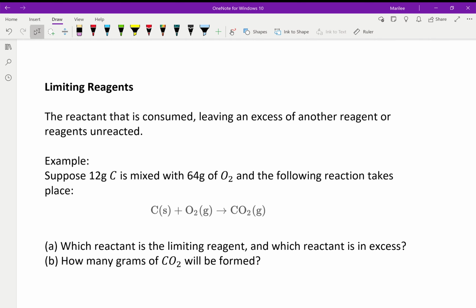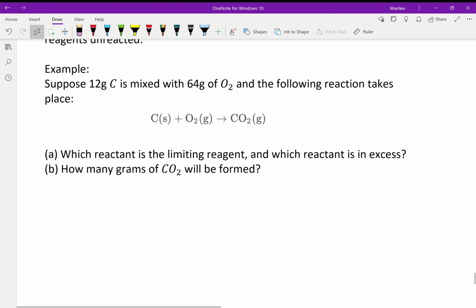An example here: suppose 12 grams of carbon is mixed with 64 grams of oxygen, and the following reaction takes place. So we have C, carbon solid, plus O2 gas gives us carbon dioxide gas. It says which reactant is the limiting reagent and which reactant is in excess.